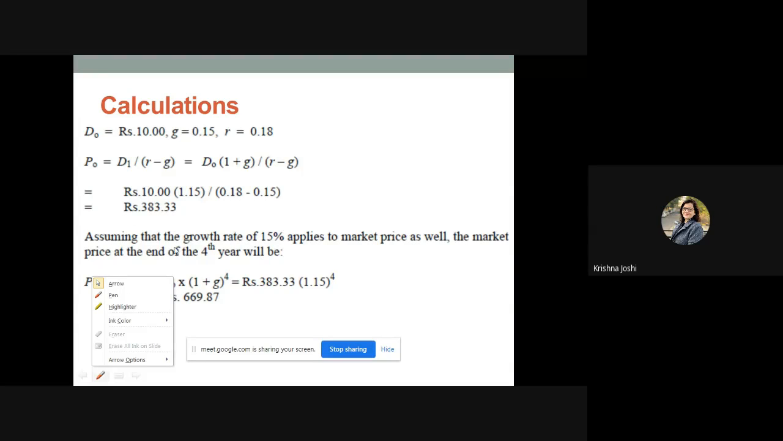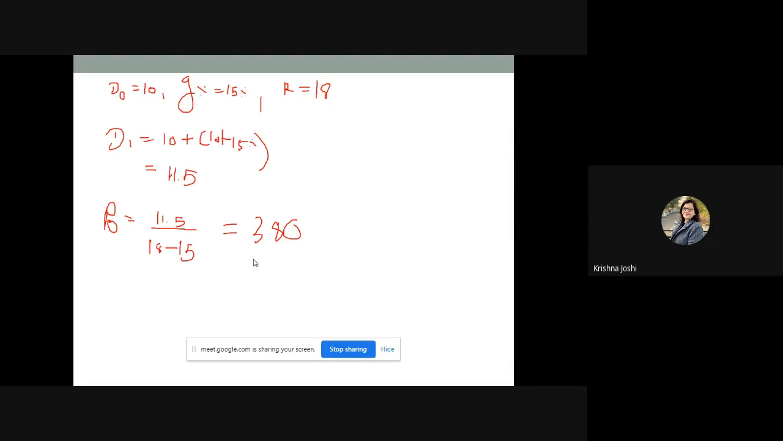Now, assuming that the growth rate of 15% applies to the market price as well, the market price at the end of the fourth year will be. Now, understand, see, एक तो हम क्या कर सकते हैं इसमें, कि हम D1 ढूंढेंगे, फिर D2 करेंगे. So D2 is equal to what? D1 plus D1 into the growth rate, जो भी आपका ग्रोथ परसेंटेज है वो.